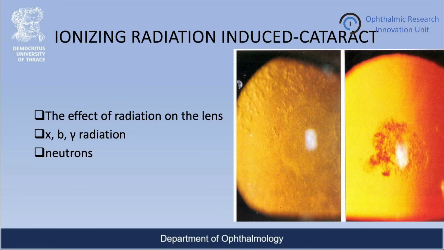Finally, ionizing radiation-induced cataract is included in the acquired cataract classification. The effect of approximately 400 rads of radiation on the lens, such as X-rays, beta rays, gamma rays, and neutrons, is sufficient to cause a cataract.